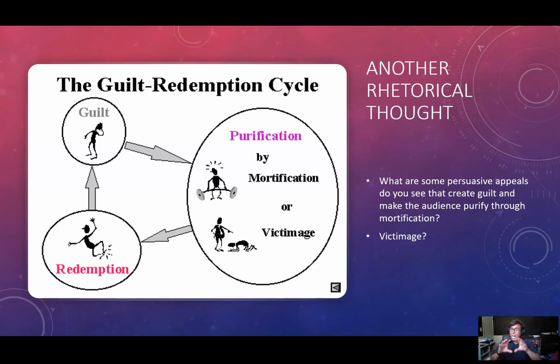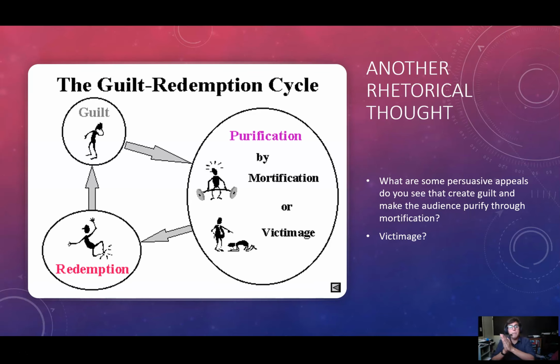And this happens in many different situations. We feel guilty about the environment. So we either mortify ourselves by buying electric, or by driving only a few times a day, or by trying to eat more vegetables. Or we have victimage, where we blame this politician or that politician to try to create pressure for them to change. Both of which redeem, both of which are more or less productive. But a lot of those dictators will create guilt about something and strive for the audience to victimize a minority group, which makes the audience feel better, but hurts a particular group.